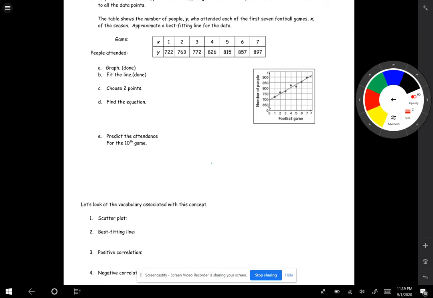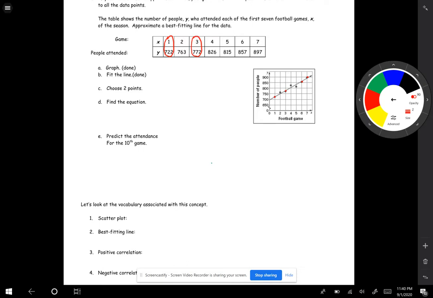The next thing, and this is where we're going to start doing our work, is part C. In part C, we're going to choose any 2 points that are on the line. And honestly, we can pick a bunch of these. You can pick this one, you can pick that one. It's pretty much on the line. I'm going to pick the 2 closest. So I'm going to pick 1 comma 722. I'm going to pick this one, and I'm going to pick that one. But really, you could have picked any of the other 2 dots that I put on there.